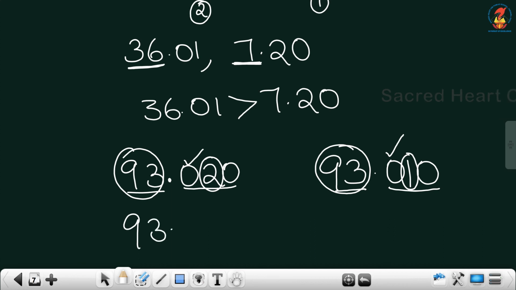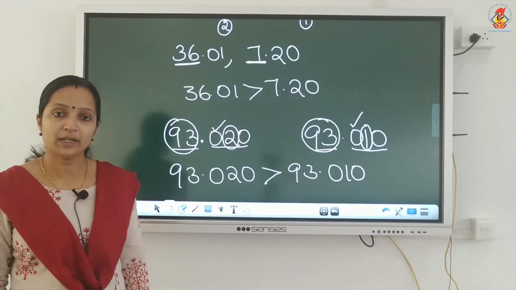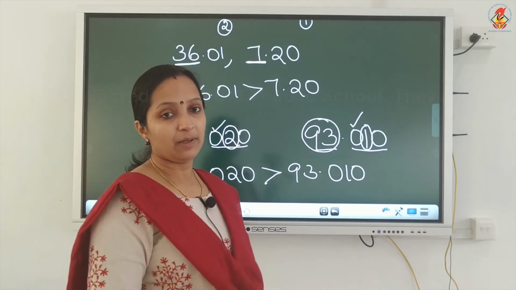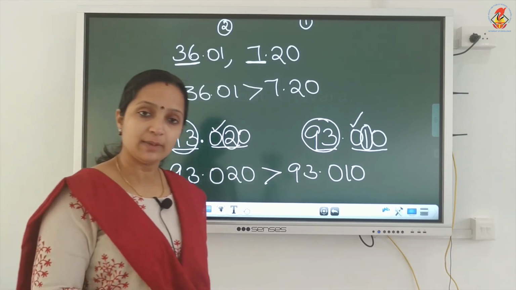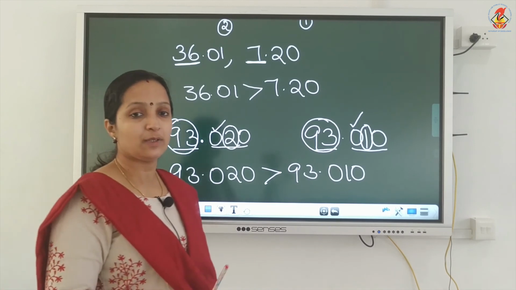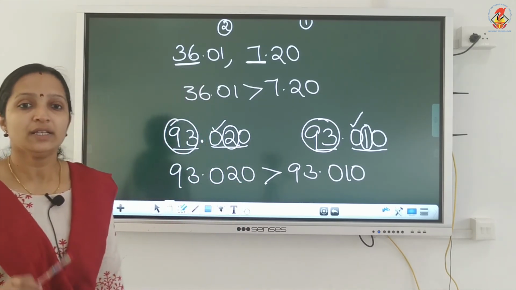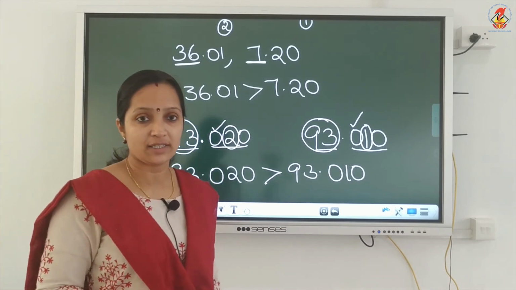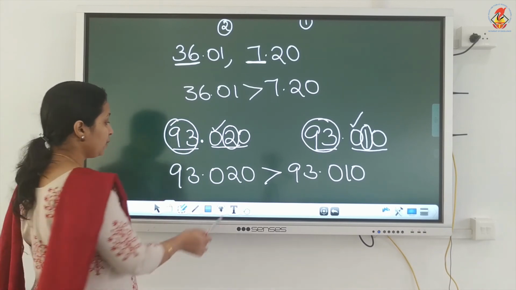So we can say 93.020 is greater than 93.010. Okay. So if the whole number part is same, start moving to the decimal part. First you look at the tenths place, if the tenths place is same, look at the hundredths place, if the hundredths place is same, look at the thousandths place, like that it will go, as we studied earlier for the comparisons, okay. Wherever you are getting the greatest digit, that particular number will be the greatest number. I hope it's clear. I will give you one more example.